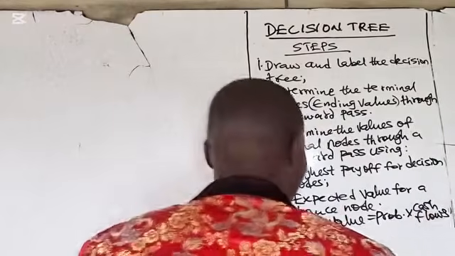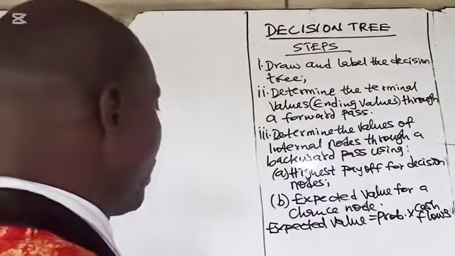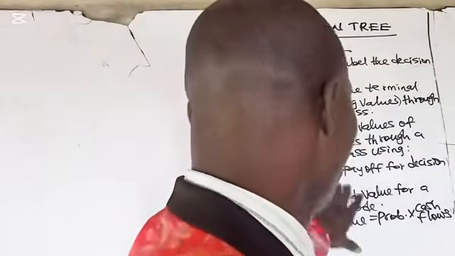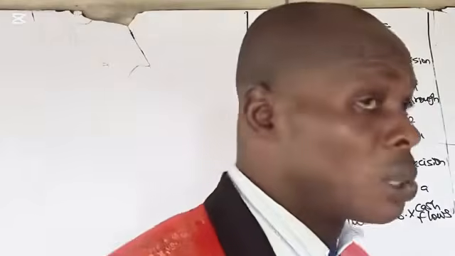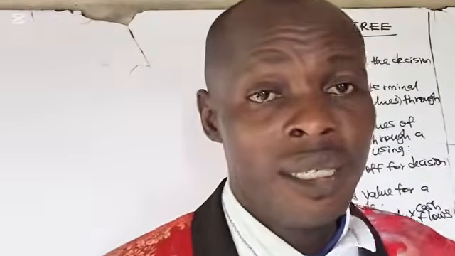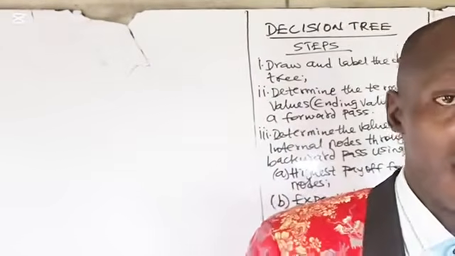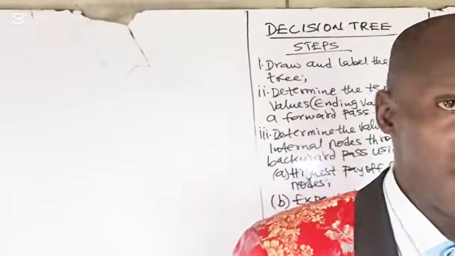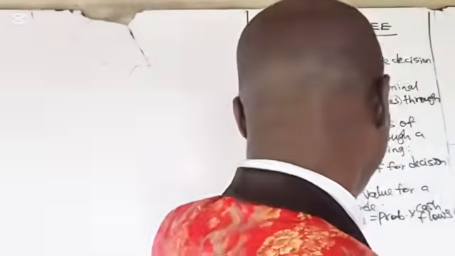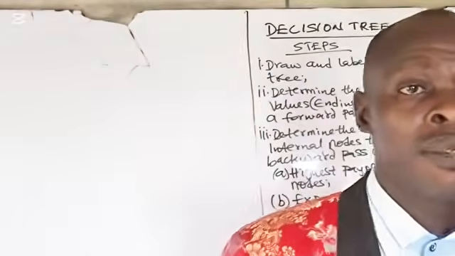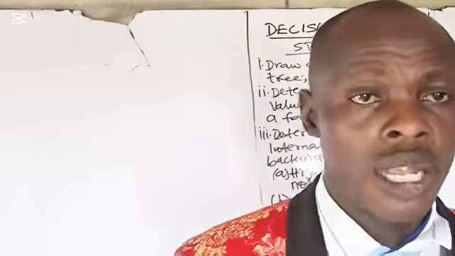Probability times cash flows will give us the expected value. Remember, I've told you for a chance node, there will be an attached probability. So, having determined the steps for solving a decision tree, we want to take questions as a worked example.